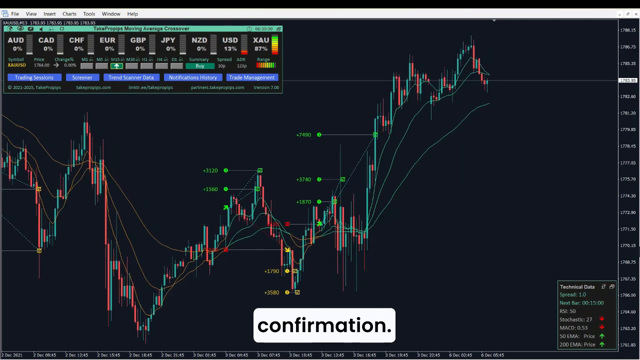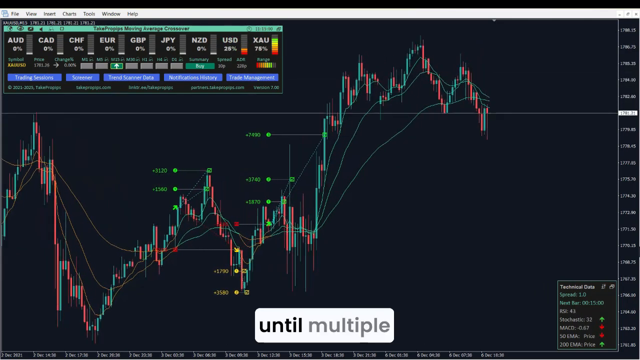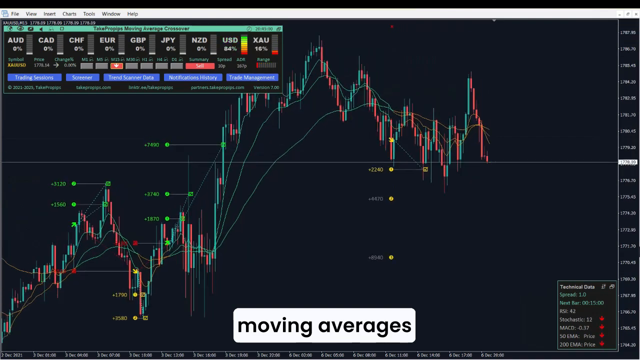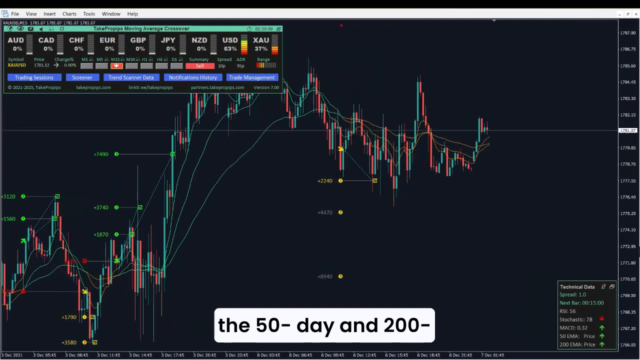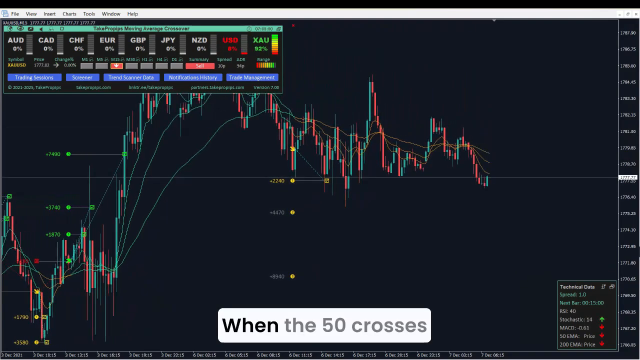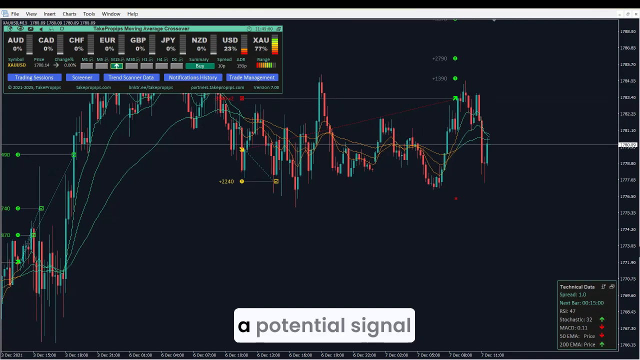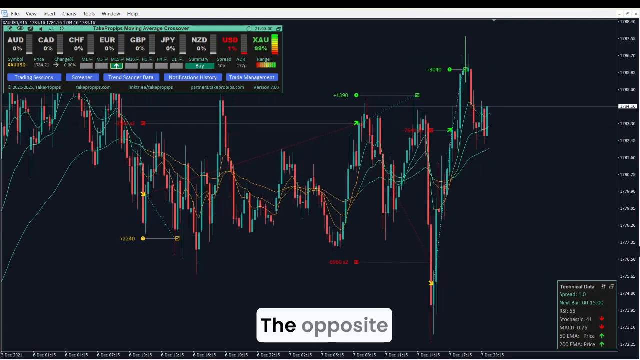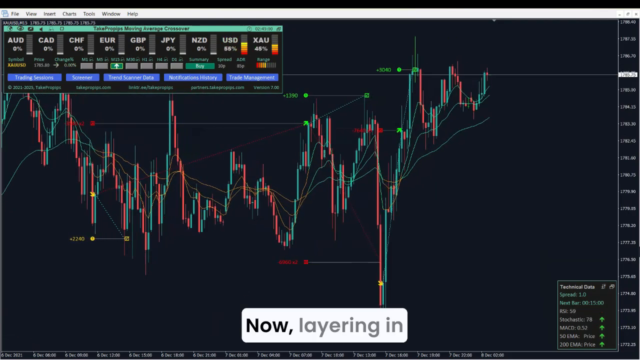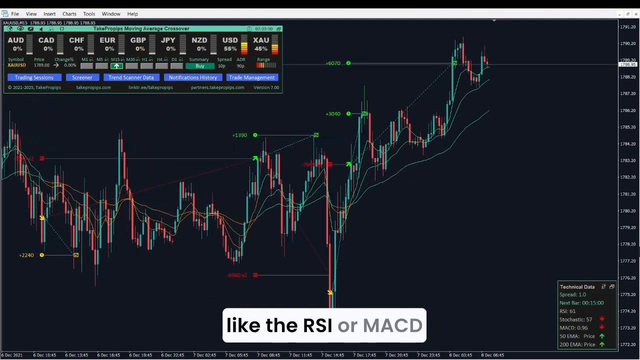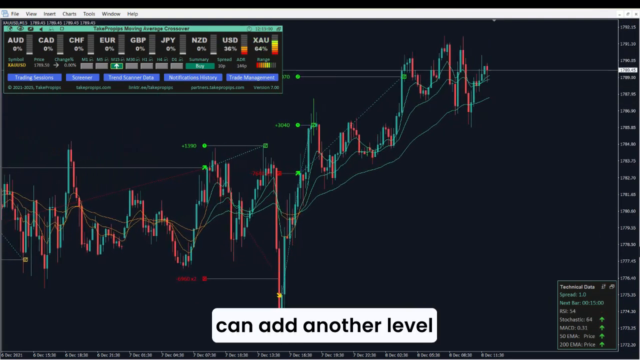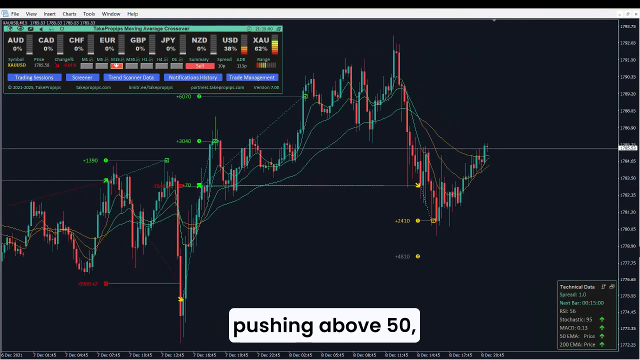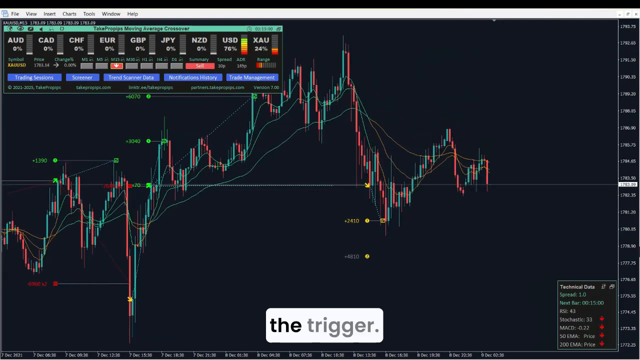First, you need confirmation. A trend isn't a trend until multiple factors line up. One of the classic approaches is using moving averages, something simple like the 50-day and 200-day EMA crossover. When the 50 crosses above the 200, it's a potential signal that the market is shifting into an uptrend. The opposite for downtrends. Now, layering in momentum indicators like the RSI or MACD can add another level of confirmation. If you get a moving average crossover and the RSI is pushing above 50, that gives you a bit more confidence to pull the trigger.